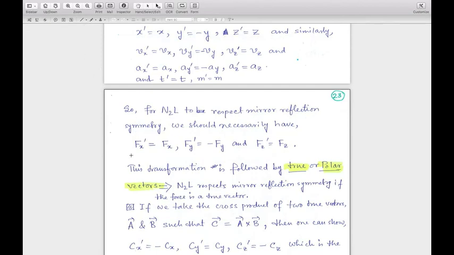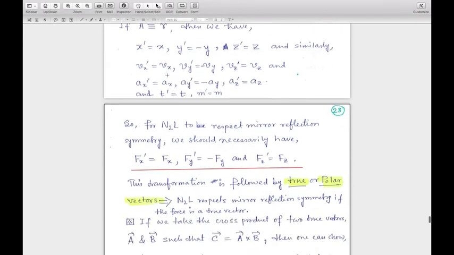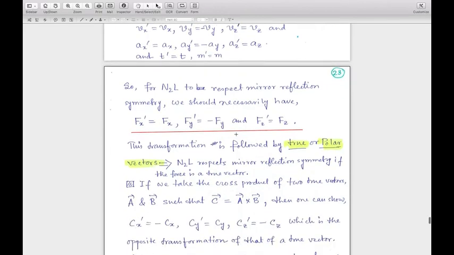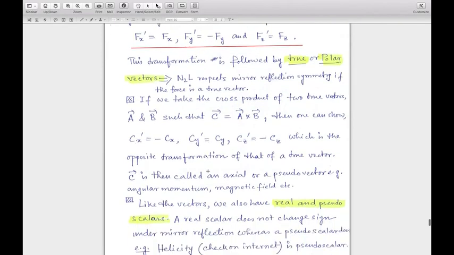The condition is simply that fx, fy and fz should exactly follow the transformation rule of the position vector. And all the vectors in physics which obey these transformation rules are called true or polar vectors. So the conclusion is Newton's second law respects mirror reflection only if the force is a true vector, and in general it is like that for ordinary cases.